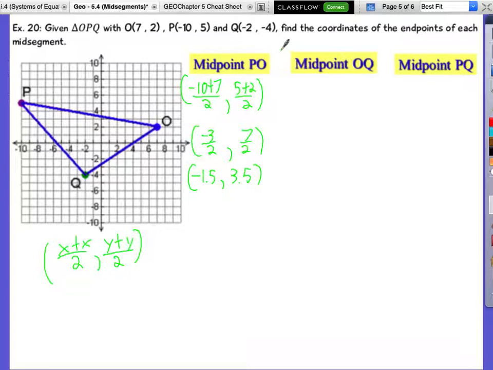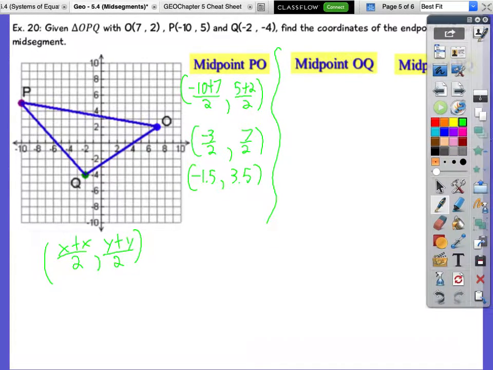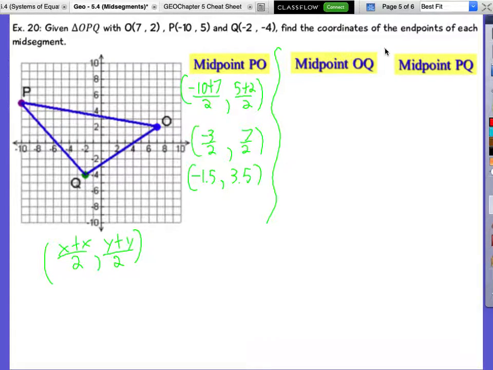So we're done finding the midpoint of this one. Let's find the midpoint of OQ. So for the midpoint of OQ, what would be our x's? What plus what? Negative 2 plus 7. The x from Q and the x from O. Negative 2 plus 7 divided by 2.